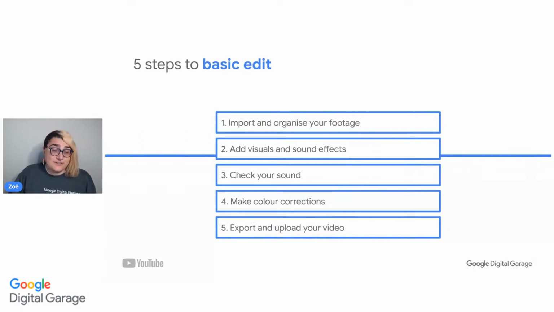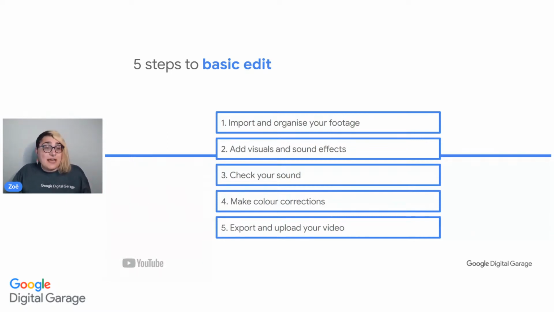Add your visuals and your sound effects. Once you've decided on organizing your footage into the right basic order, you can look at titles, intros, transitions. You don't necessarily want loads of those happening, but you do want to think, when am I going to transition from me on screen to a picture of what I'm talking about, for example.